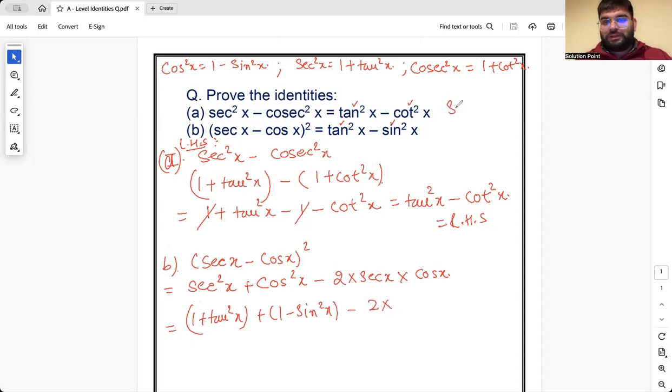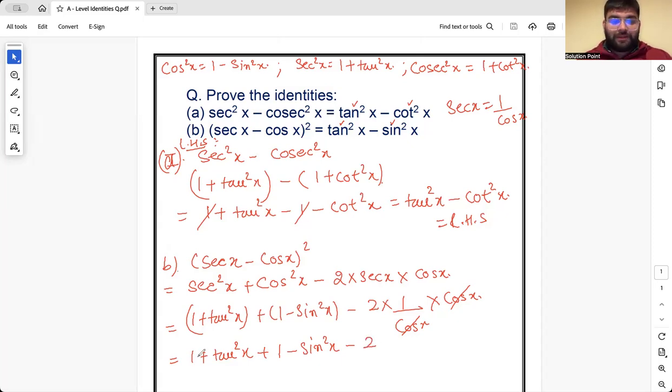Now secant x is equal to 1 upon cos x. So I'm going to replace this secant x with 1 upon cos x, and this will become times cos x. So this cos x and this cos x will get cancelled. We are left with 1 plus tan squared x plus 1 minus sine squared x minus, obviously this cos x will get cancelled, so we are left with 2 times 1, which is 2 only. Now plus 1 that is plus 2 minus 2 will get cancelled.